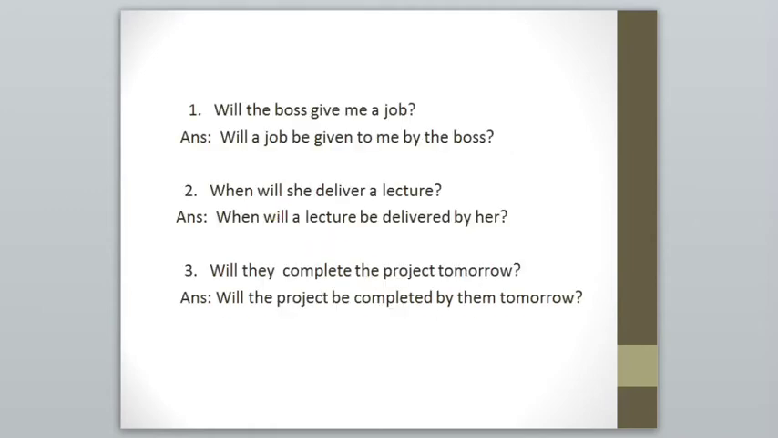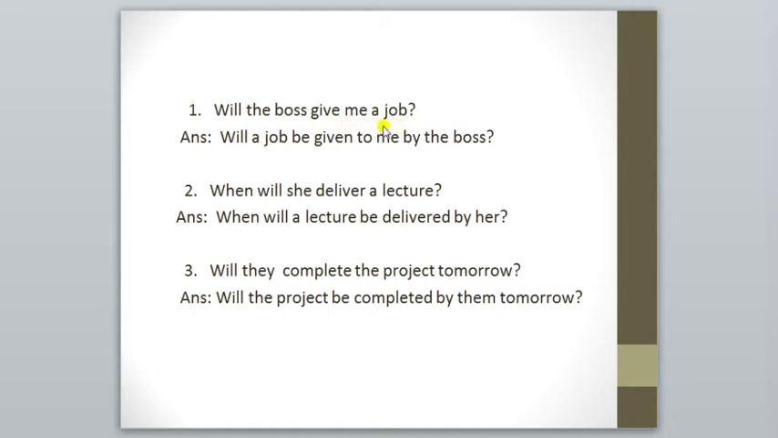Our first sentence is written: Will the boss give me a job? Now we will see this question. This is a verbal question, because see, in the beginning of this question, what is there? An auxiliary verb. Will is the auxiliary verb. The boss is the subject. Give is the present tense verb. Me, a job. Here, what do you notice?